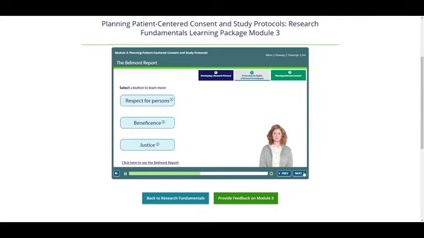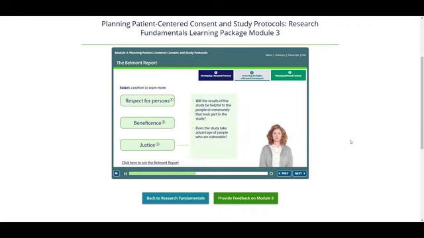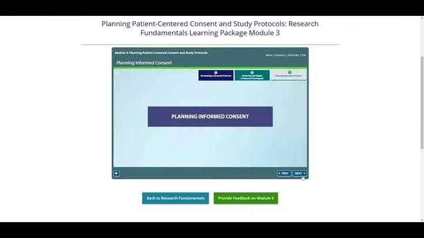It outlines three important ideas: respect for persons, beneficence, and justice. Respect for persons means that people who take part in a study need to understand what the study is about and the possible risks and benefits. They need to be able to decide whether to participate without feeling any pressure. Beneficence means that research studies should be designed with the least risk and most benefit possible for the people who take part. Justice means that studies should not take advantage of one group to help another.